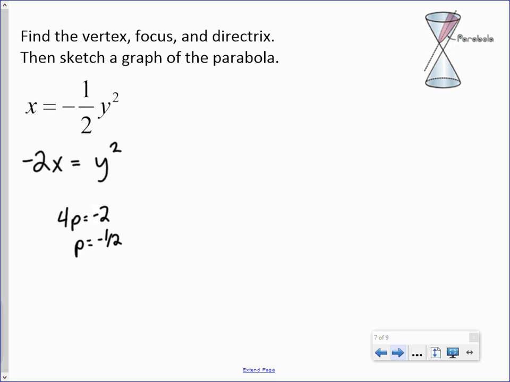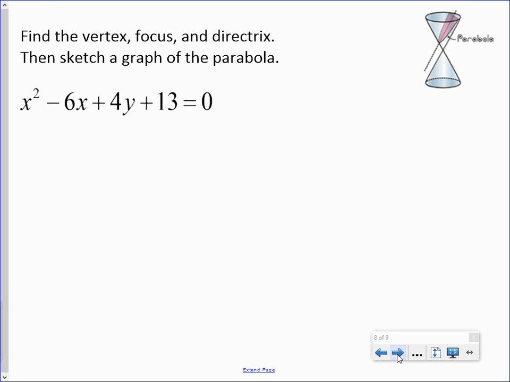Okay. The other one that I want to show you is this one here. So I would write this down in your notes. x squared minus 6x plus 4y plus 13 equals 0. And this is in what we call not a standard form, but a general form. It's just got a bunch of terms. It doesn't have those parentheses that I'm looking for.